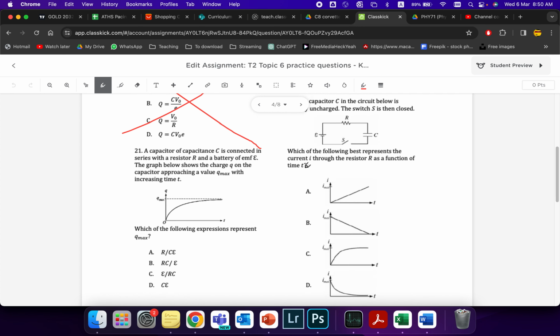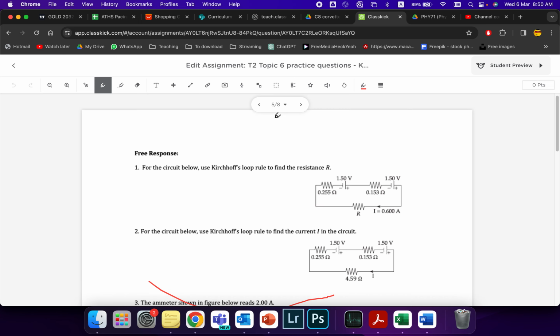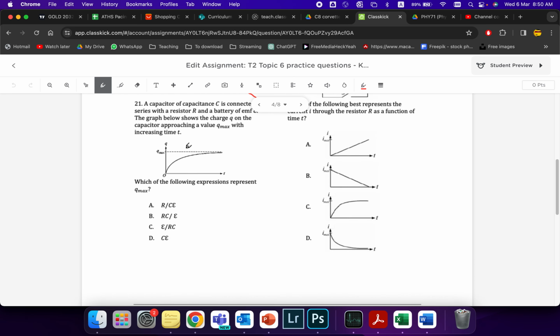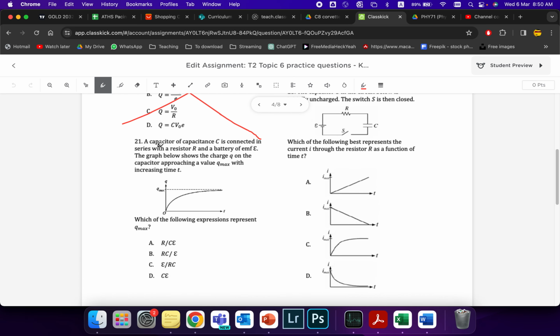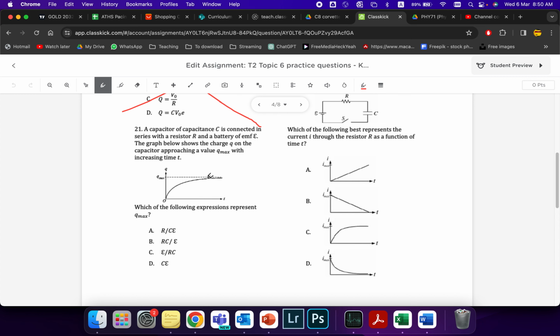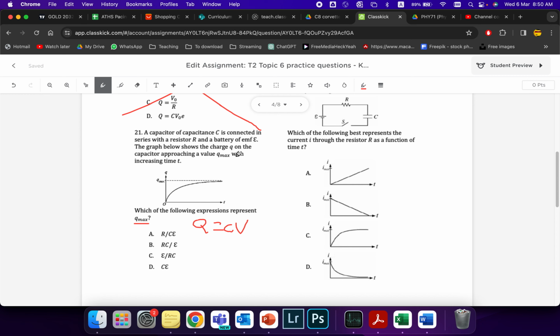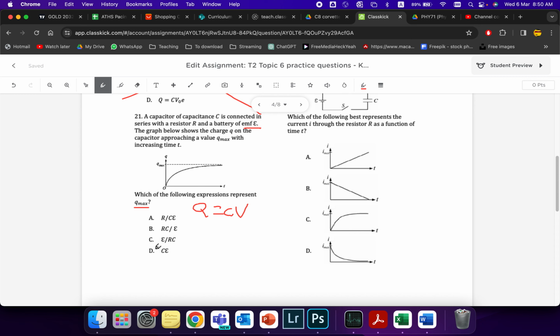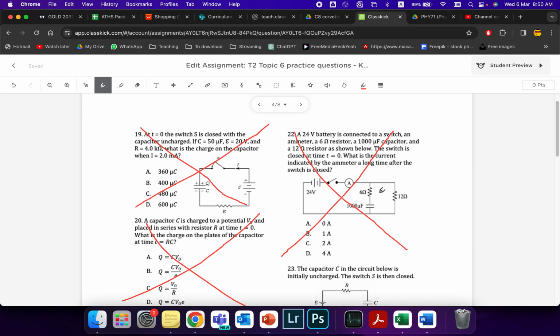Okay, so I think we're approaching the end of these questions. I believe we have, yes, that's 3 response, the solution's already there. Let's have a look. A capacitor of capacitance, this is connected here, which of the following represents Q max. Well, that's easy, Q equals CV. In this case, they're talking about V, which is the EMF, E. So CV, that is the EMF.